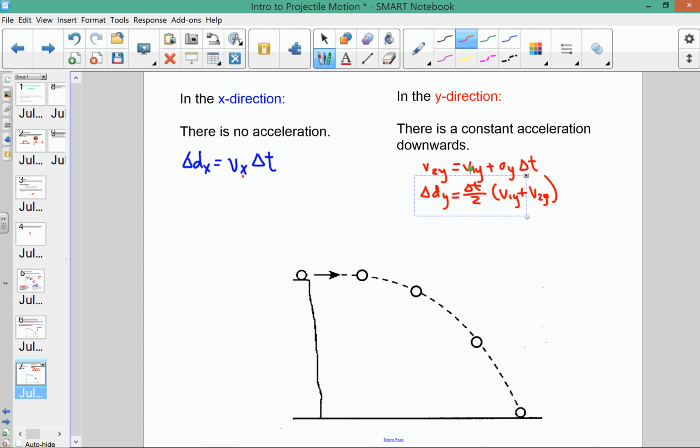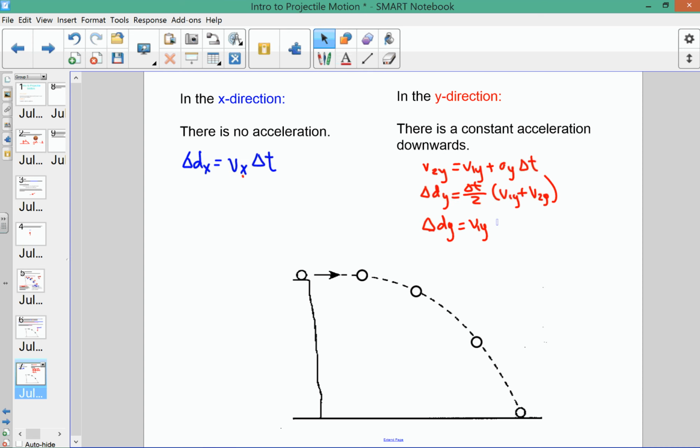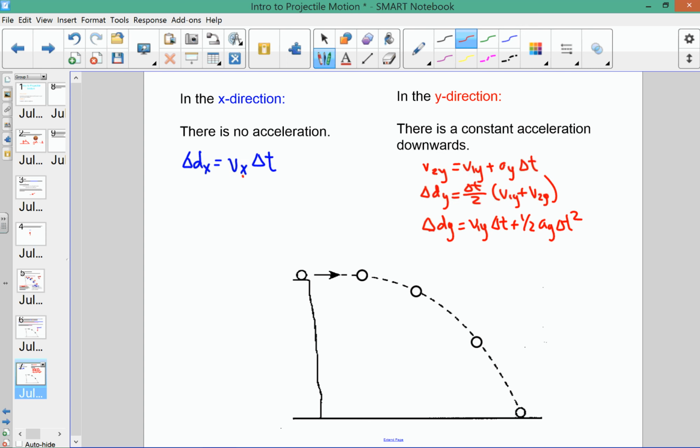v1y plus v2y. Our third kinematics equation relates the initial velocity in the y direction, delta t plus 1/2 acceleration delta t squared.